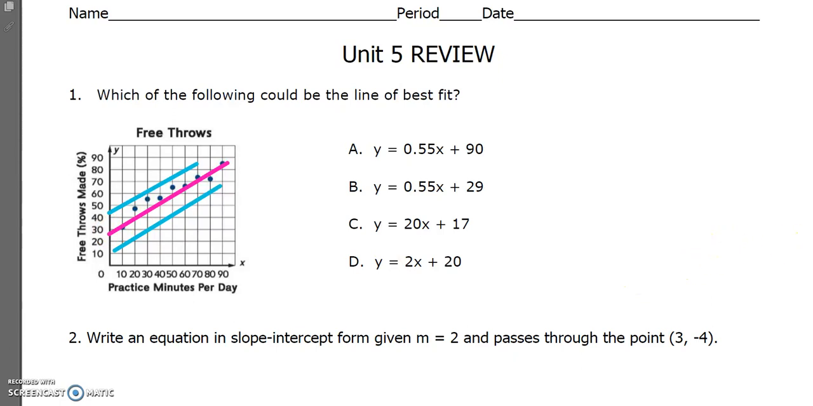So if we look at our answer choices over here, you can see that this says that the y-intercept is at 90. So that would be way up here. Obviously that's not right. The other three though, I have 17, 20, and 29. 17 would be here, 20 would be here, but 29 looks like it's closer to where we are. So I am going to choose B, just really based on the y-intercept.